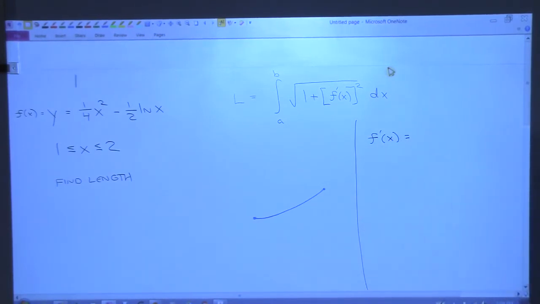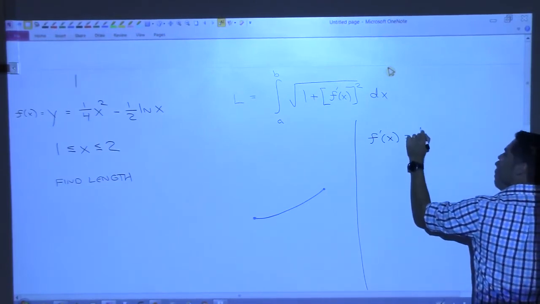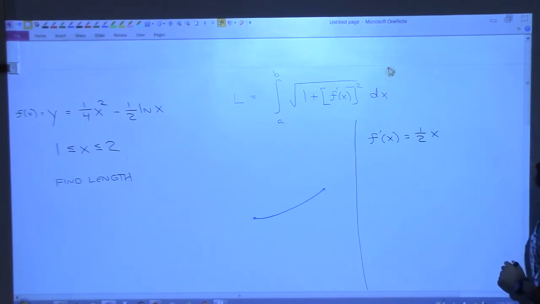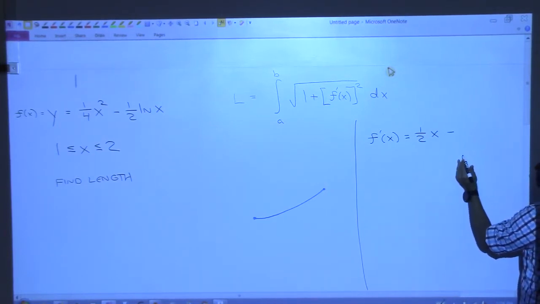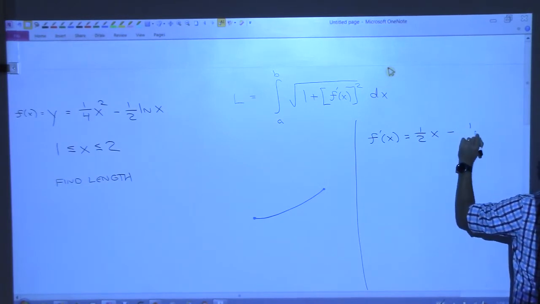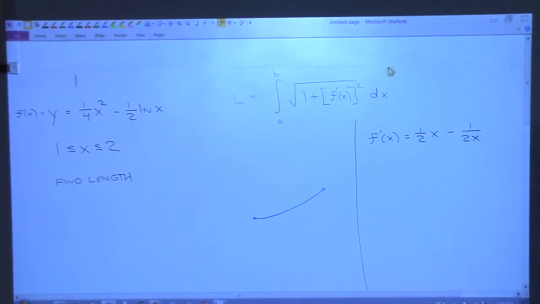so what's the derivative of that? 1/2 x, and then minus 1/2 times 1 over x, because the derivative of natural log is 1 over x. So I'm going to write it as 1 over 2x. Is that okay? All right. So this is our derivative. No questions on that, right? What do I need to do with that? Square it, right? Ooh. Okay.